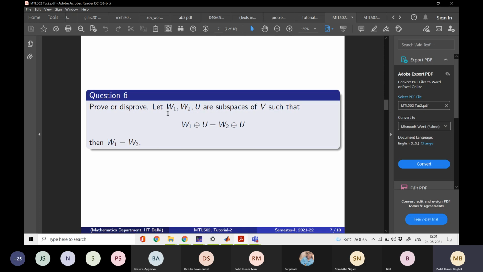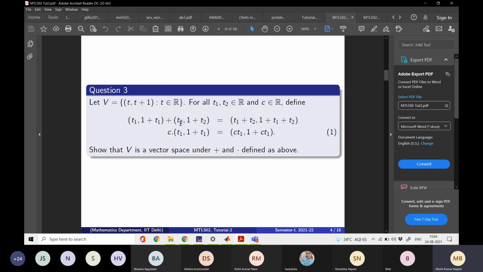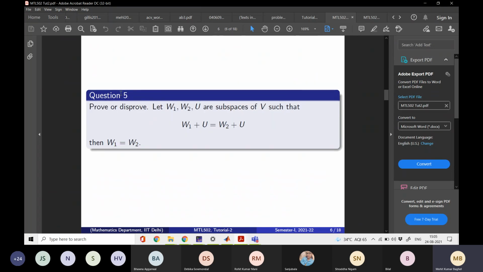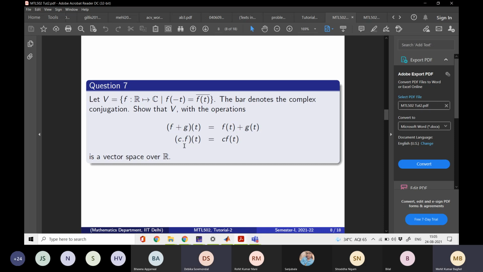You have two things. For question 3, you have to try all the 8 properties. Write them in your notebook. It will be helpful to write the answers for the exam point of view. Just write the answer for question 3. I'll ask in the next tutorial. And for question 6, what will be your answer?